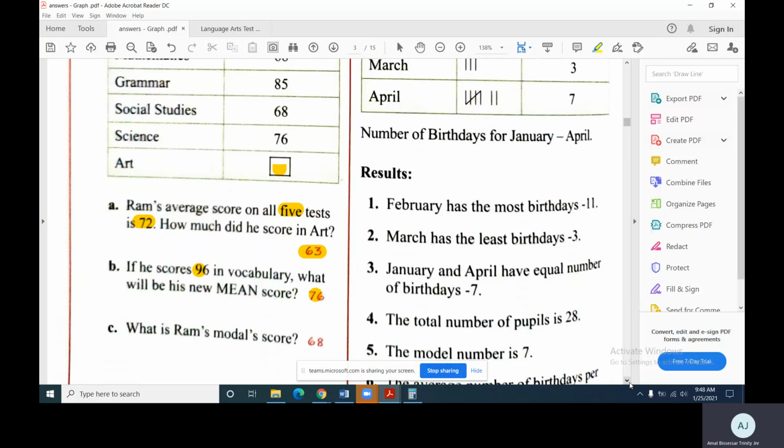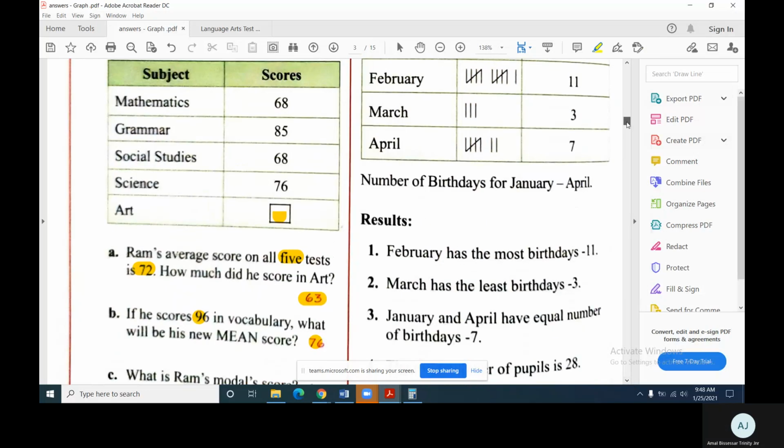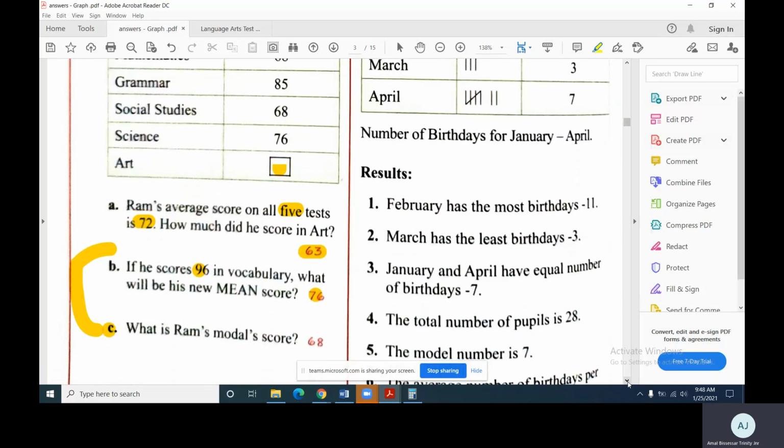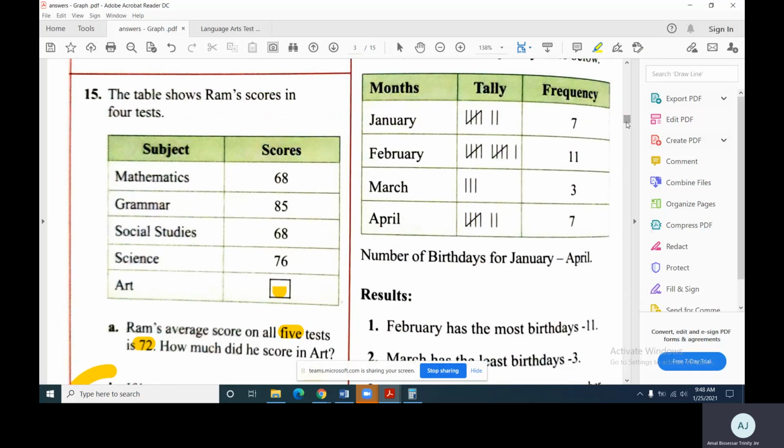What is his modal score? Now here's the thing here. They probably mixed up how they wrote these questions because the 76 pops up. Now there are two sets of modals. So this question C should have probably been up here before they asked this vocabulary thing, because the modal they are working with is 68, which is popping up twice. And that should be the answers up to number 15. I just have one question that I will clarify for you.